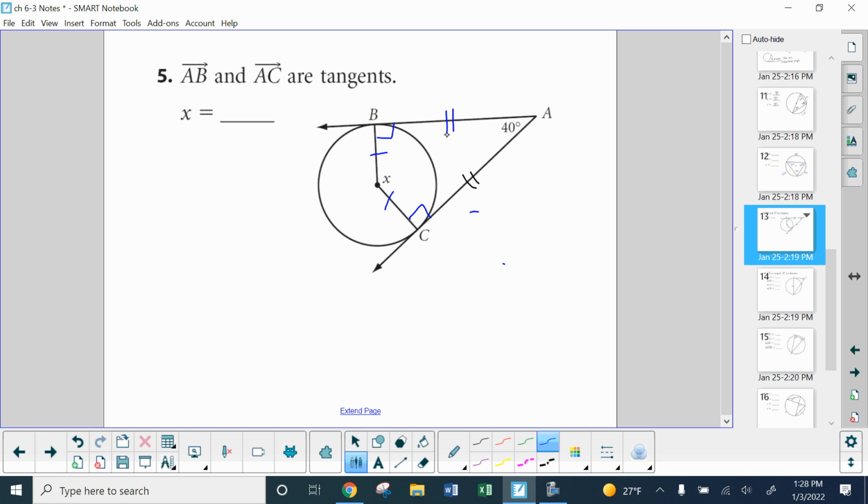And we talked about there's 360 degrees. That always has to be 90, and that always has to be 90. So these two angles have to be supplementary. That kind of ringing a bell? It's been a long time. That makes x 140 degrees. Is that okay?